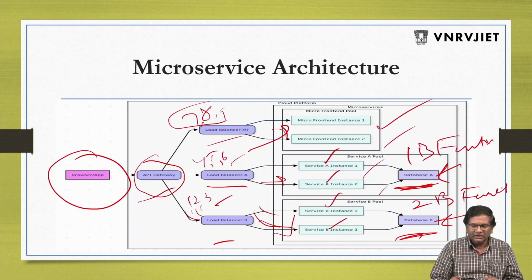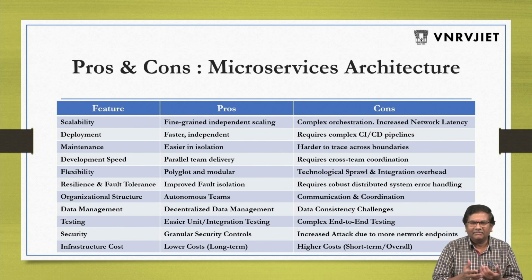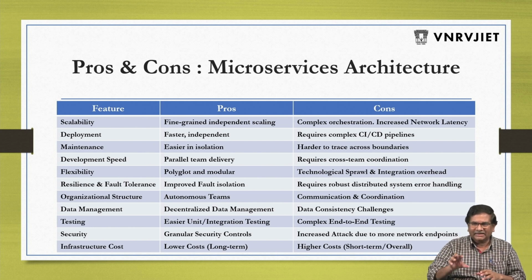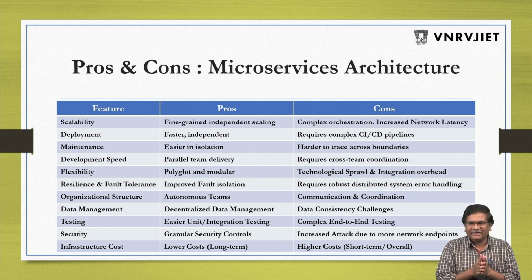So you don't want only one instance of the service, but 10 instances of the service. Fine, you can do that, right? It's possible. It's flexible, but a bit complex. Deployment: faster independent deployment. Again, a lot of CI/CD components have to be set up, so complex CI/CD. But the CI/CD is only a one-time setup, right? Once you set it up and it is working, you don't need to touch it for a long time, right?